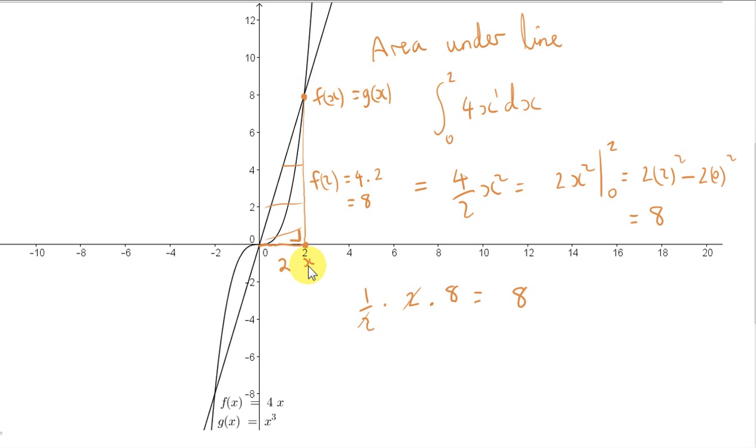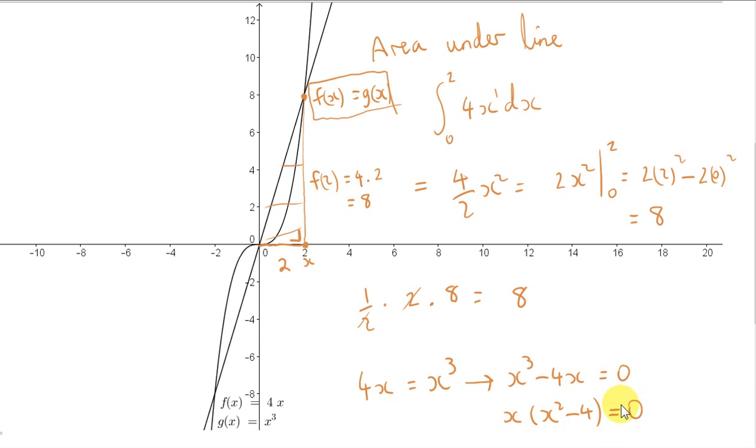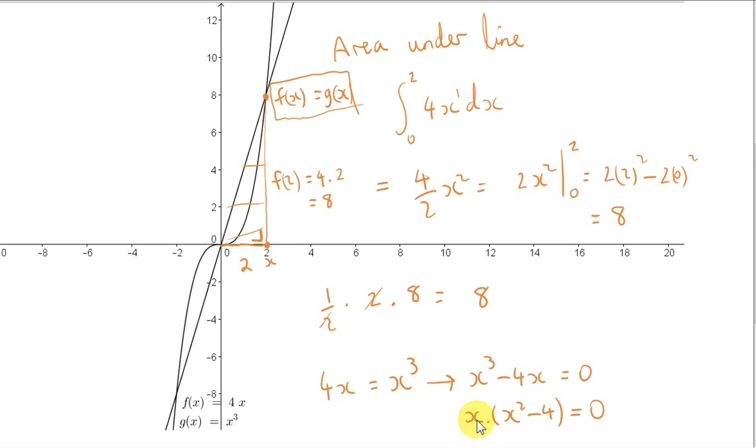So we need to determine what x is. Well, we know it's 2. I've just jumped the gun here by saying it's 2. But we solve this equation. f of x is 4x. g of x is x cubed. We can write this equation like this here. Let's factorize it. We can take x out of it, so we have x times (x squared minus 4). Now we have a zero product here. These multiply to give 0. The only way that can happen is if one of them is 0.